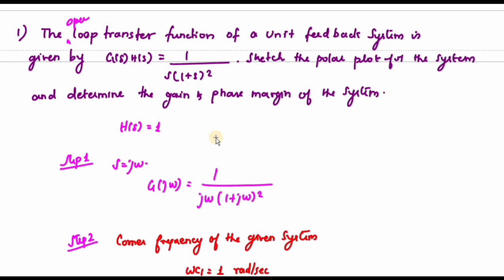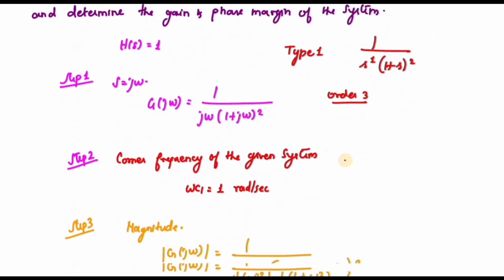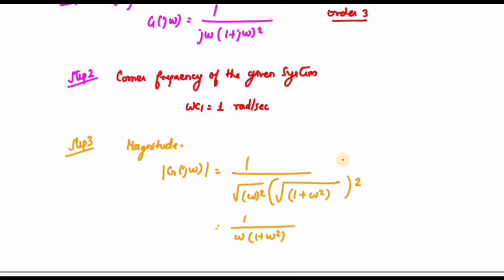So next, if you see the question, they are given G(s)H(s) is equal to 1 divided by s into (1 plus s) the whole square, right? So from the value of the power of s, the power of s is 1, and (1 plus s) the whole square. So the power of s is 1, so it is a type 1 system. And if you multiply s square with s, you will get s cube. So this represents the order. So it is 3.